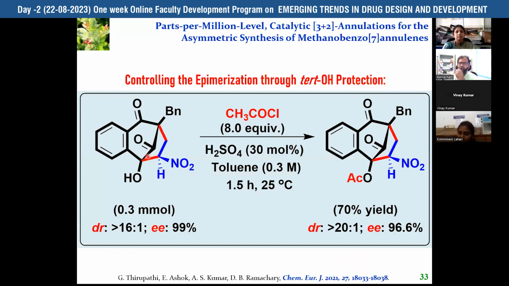Here I would like to tell you one thing. It is not easy to characterize this. Characterization and understanding itself took a few months. If you get the crude compound and take the DR, it will be more than 16:1. If you do the column, you will get almost 2:1, 1:1. So silica will cause epimerization.